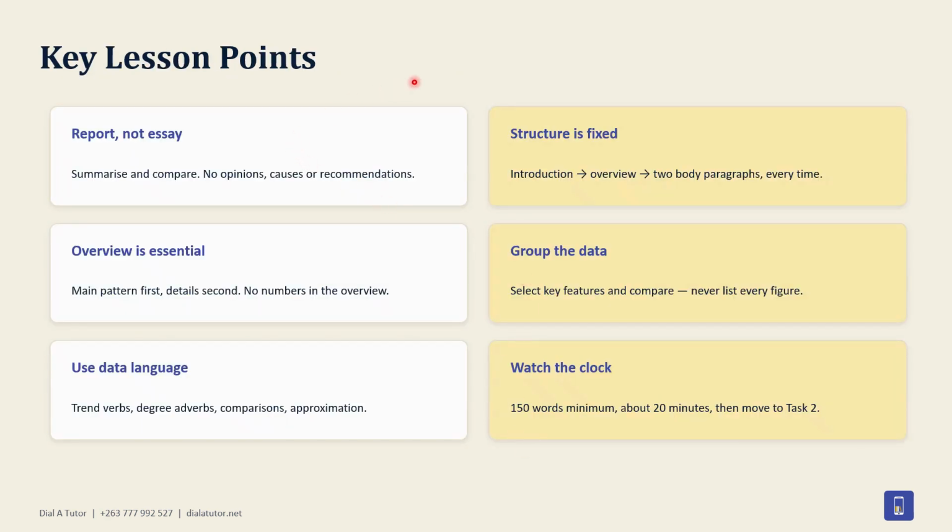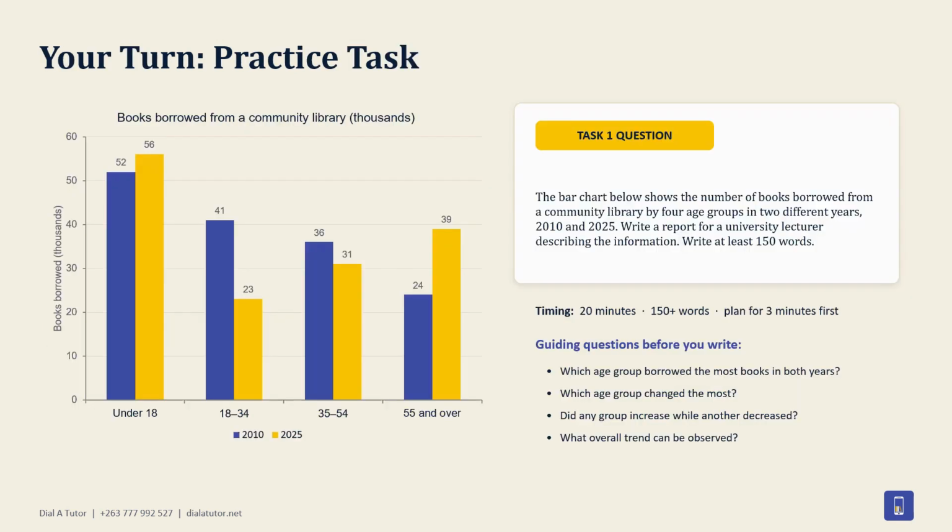Key lesson points. Remember, writing task 1 is a report, not an essay. So here, what are you doing? You are summarizing and comparing. No opinions. The structure is fixed: introduction, overview, 2 body paragraphs every time. Overview is essential. Main part first, details second. No numbers in the overview. Group data. You select key features, you compare. Never list every figure. Use data language. Watch the clock. Okay, so that's how we go about it.